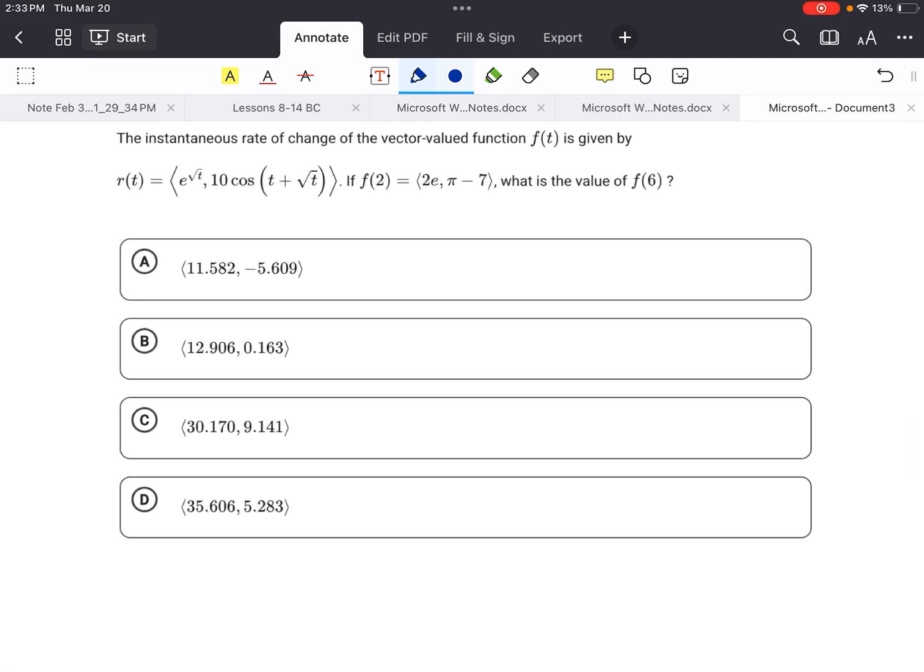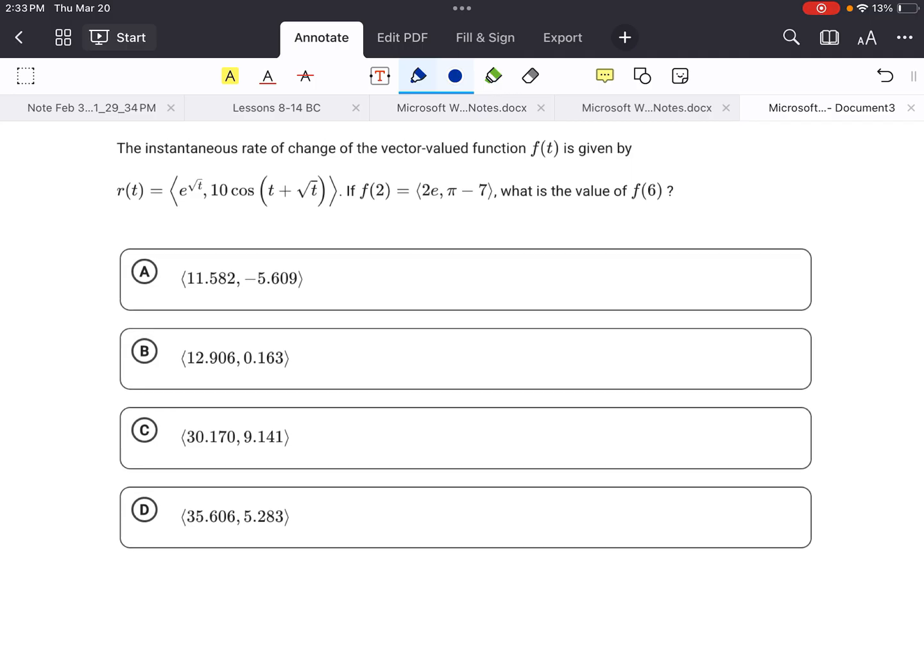This second problem is giving me the instantaneous rate of change. Rate of change is derivative, so this is giving me the derivative here. And it's also giving me a starting point. It's telling me that f of 2, at time t equals 2, the x coordinate for this point is 2e and the y coordinate is pi minus 7. I want to know where it is at 6 seconds. So I know where it is at 2. I want to know where it ends up at 6.